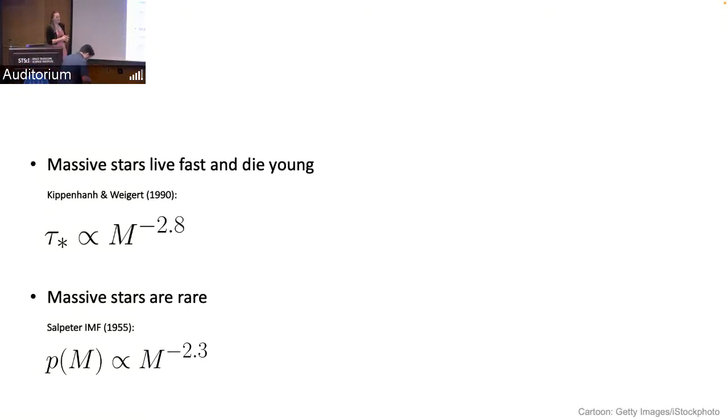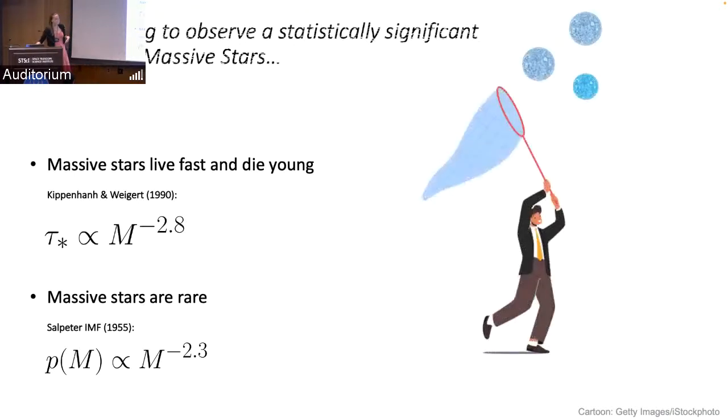So these stars are very special. They live fast and die young. They have lifetimes about 1,000 times as short as our sun. And they're also very rare. The IMF, initial mass function, tells us that only 1 in 1,000 stars is actually born as a massive star. And so this is why, currently, it's super challenging to observe a statistical population of massive stars and study them in detail, because they're so difficult to find.